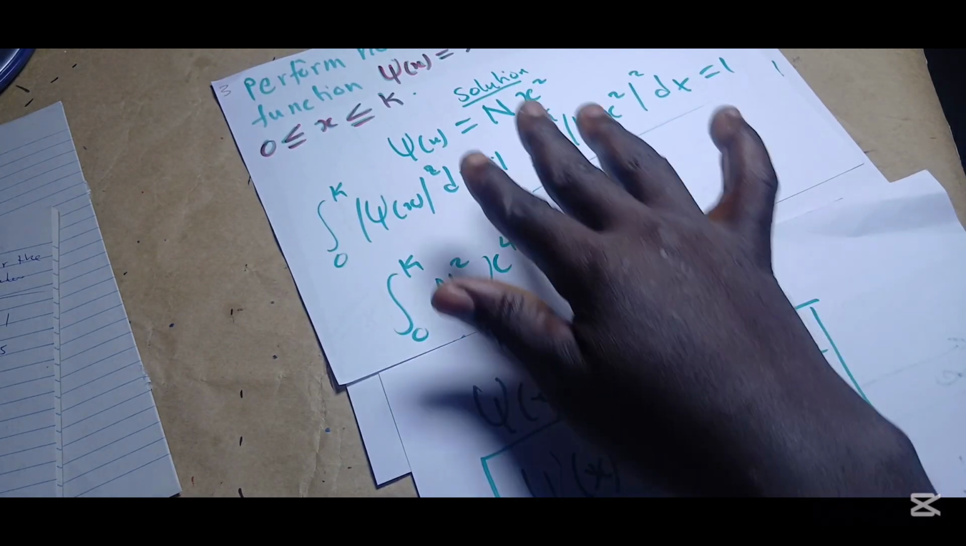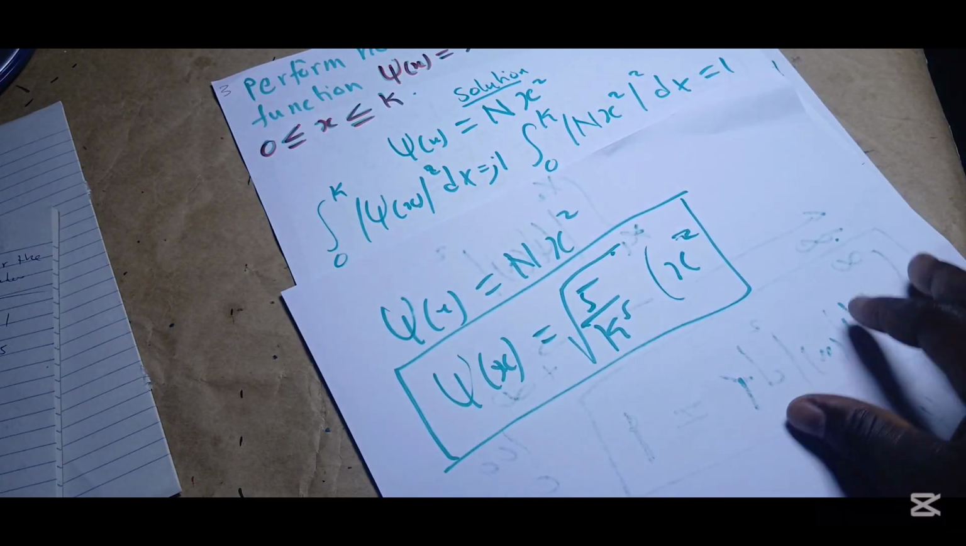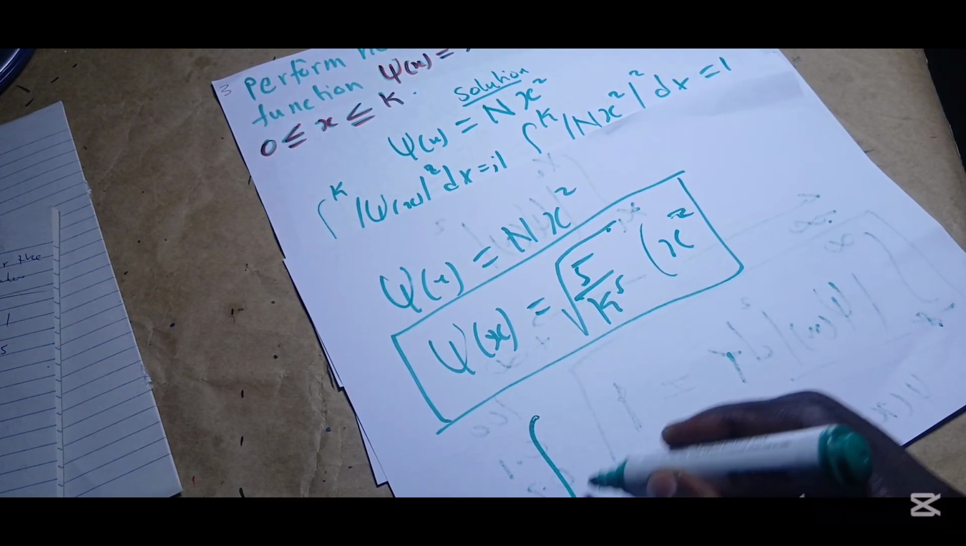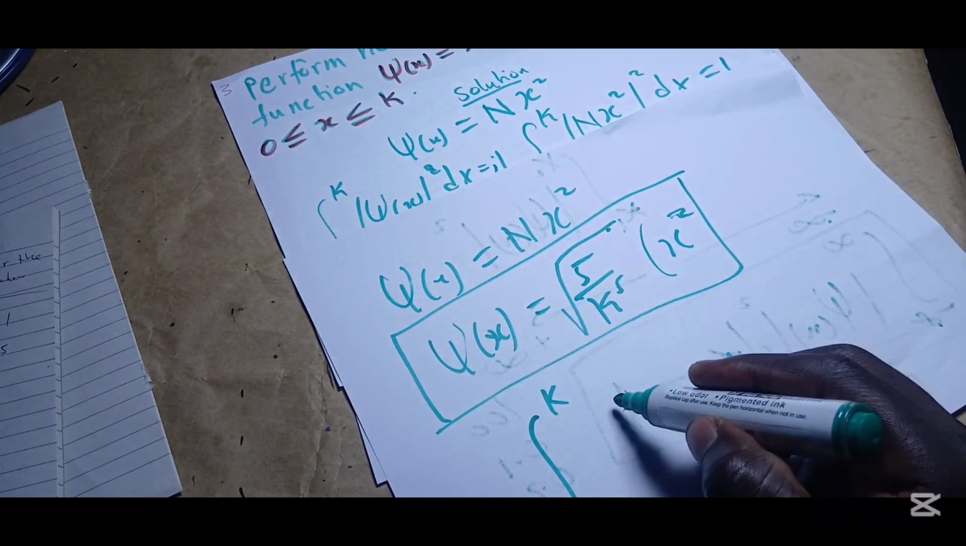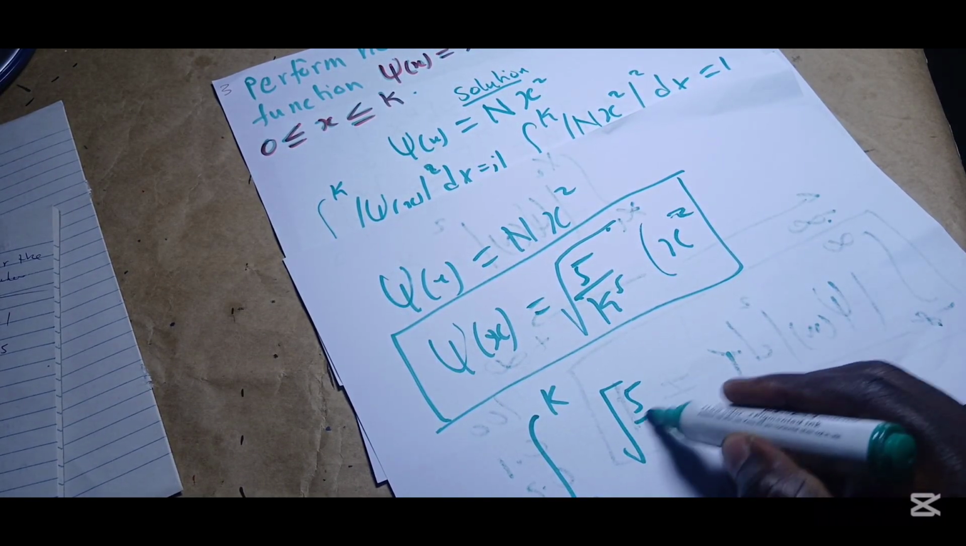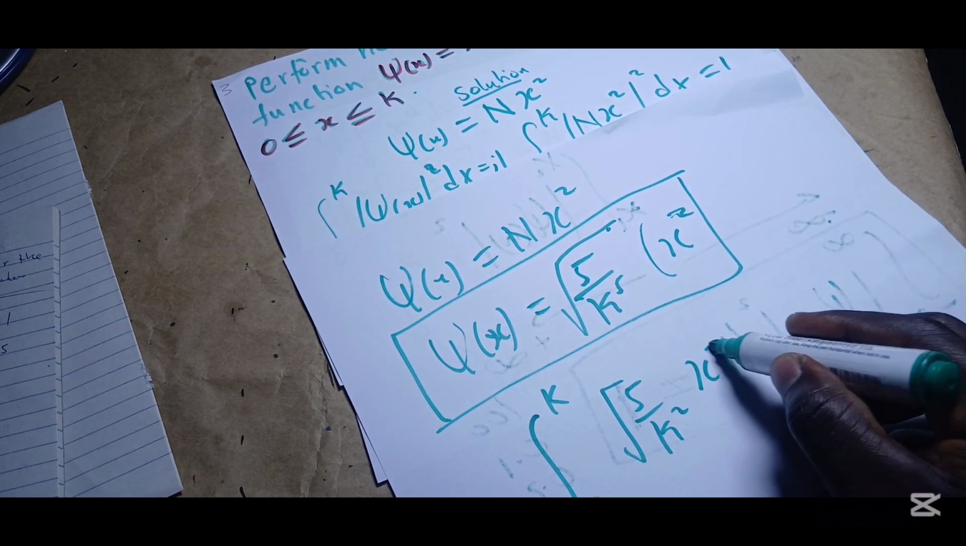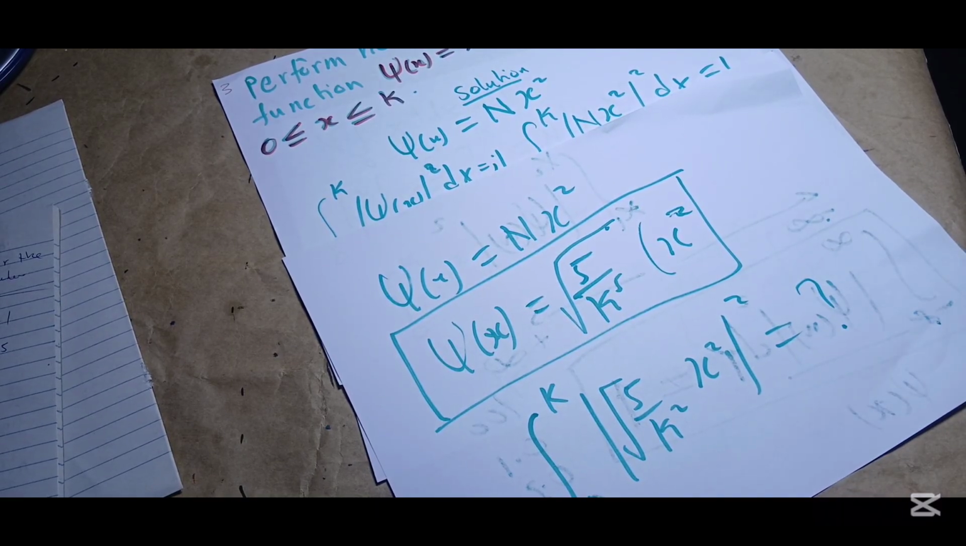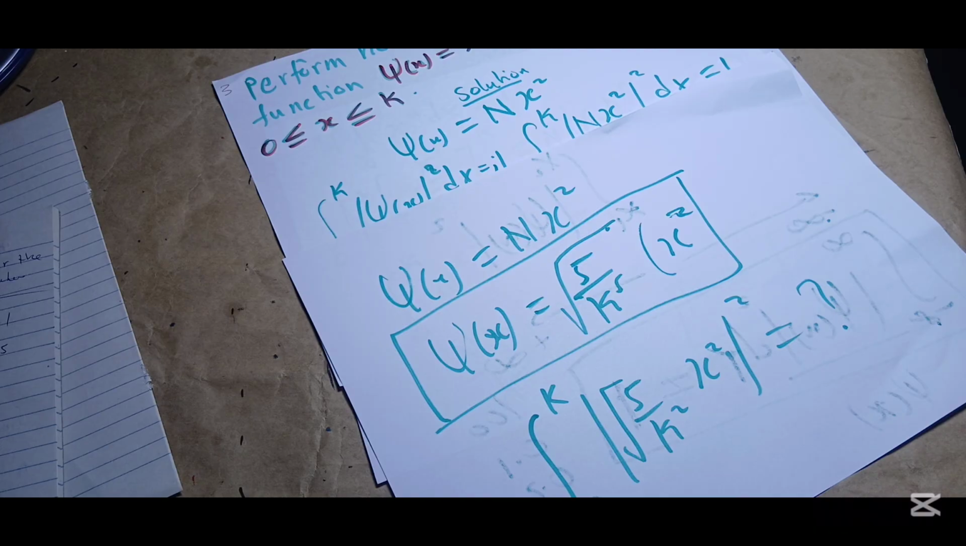With the intervals given, if you want to prove that, you can take the integral from 0 to k of this whole term here, squared, dx. You will get a value of 1. That is how to prove that a wave function is normalized.